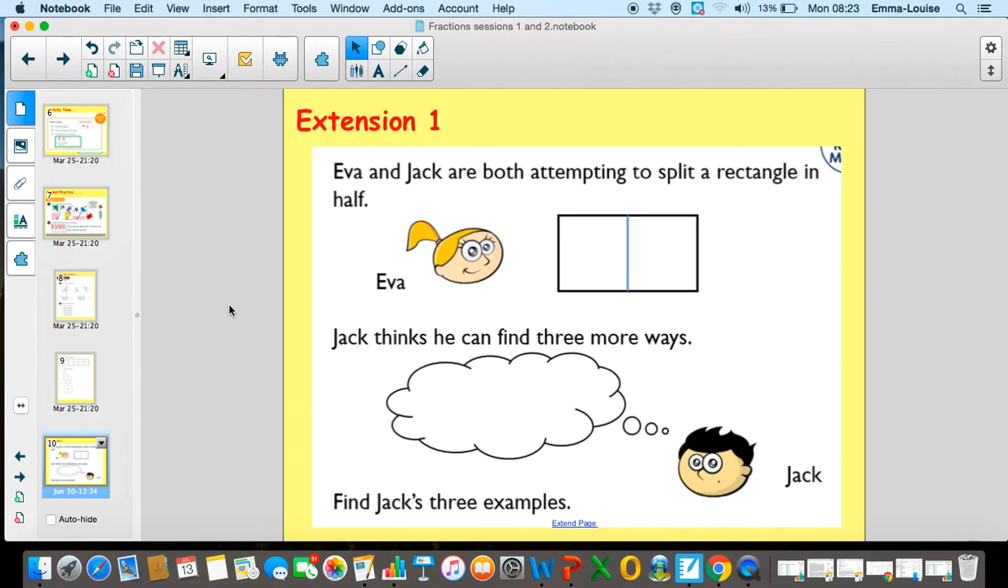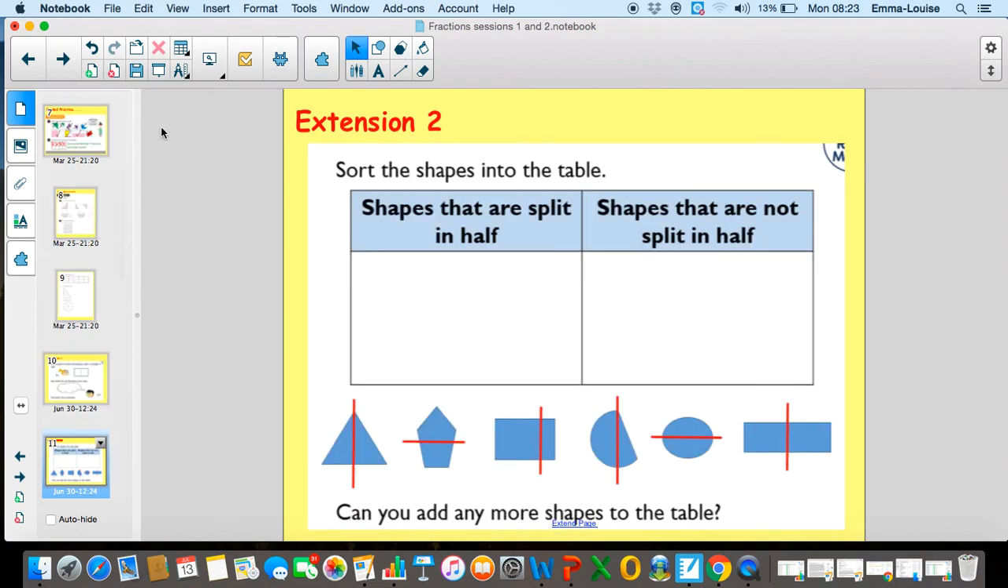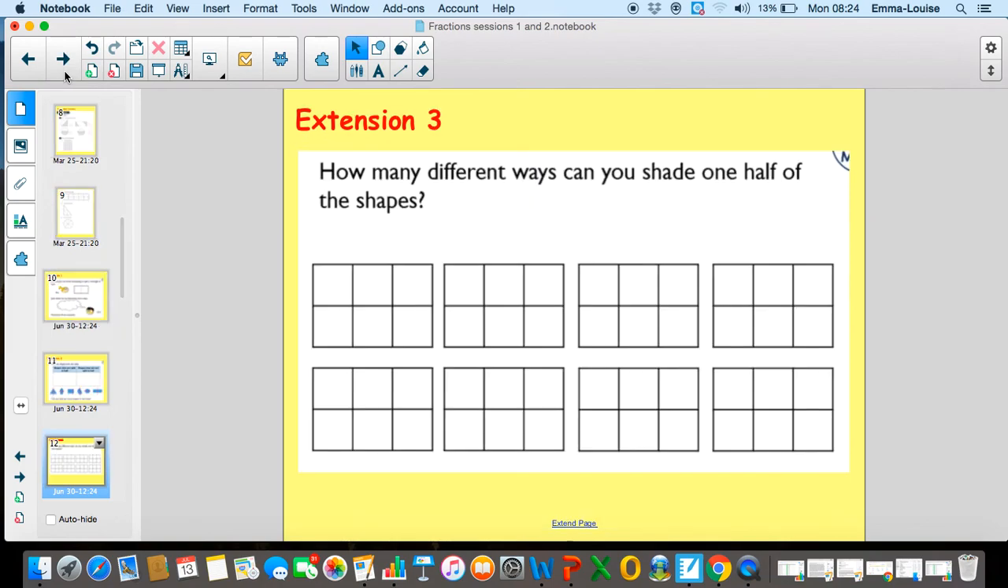So you can have a look at this extension challenge, which is focusing on finding half of a rectangle, and they want to see how many different ways you can find of sharing a rectangle in half. Then you have an activity to sort shapes into whether they are or are not shared equally into halves. And then show how many different ways you can shade and colour half of that shape. Even though it's the same shape 8 times, that means there must be 8 ways that you could share or colour that shape to show half.